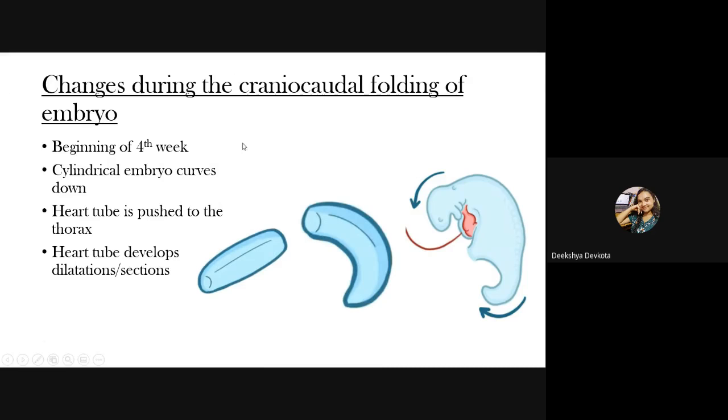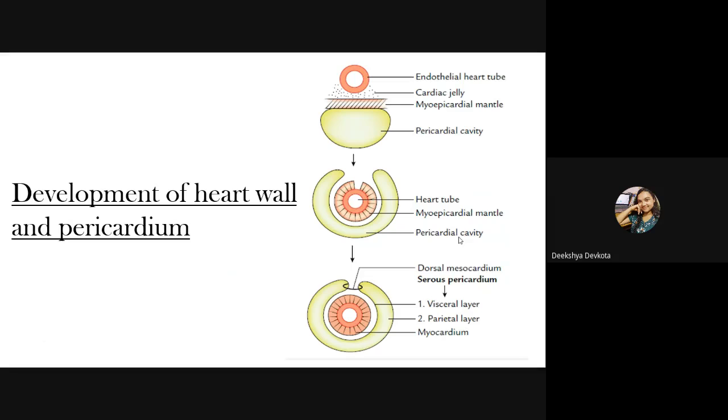During this craniocaudal folding, which happens in the fourth week, beginning of the fourth week, what happens to the heart? What happens is that the heart, which was in the cranial portion of our embryo till now, descends into the thorax. Now our heart is in the thorax, and the heart also develops different saculations or dilatations, as we can see in this figure, which we will discuss later as well. For now, let's discuss the development of the heart wall and pericardium.